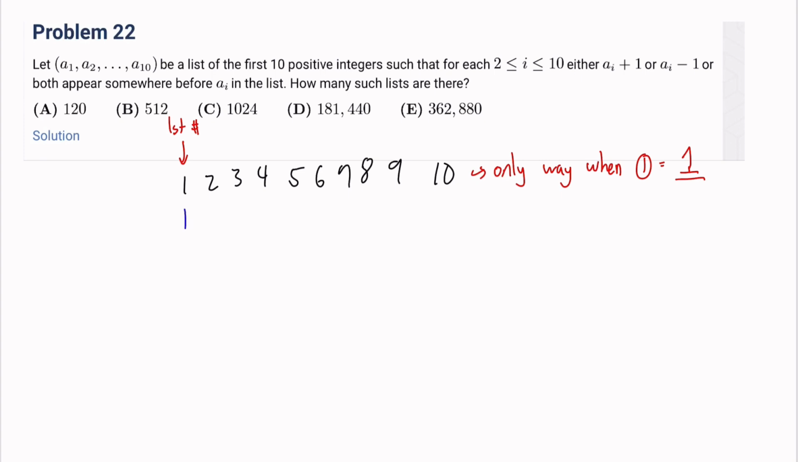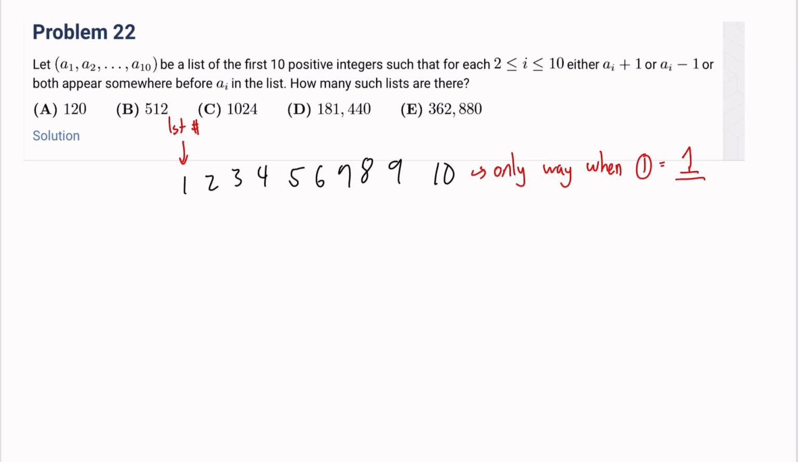Just think about it. If any number other than 2 were to come next, let's say 4 came, then would 4 being here meet these conditions? 3 or 5, they don't appear before 4, right? And so 4 cannot do it, and that's the same for all the rest of the numbers except 2, because 1 is 2 minus 1, so that appears before it in the list. And by the same reasoning, 3 must be here, 4 must be here, all the way to 10. And so this is the only way when the first number is 1.